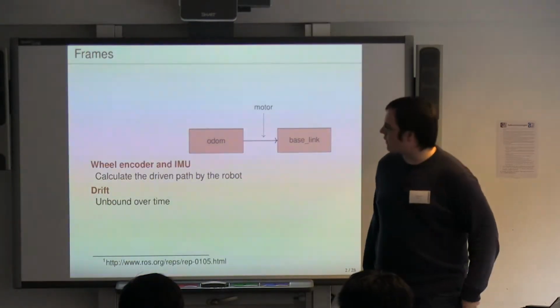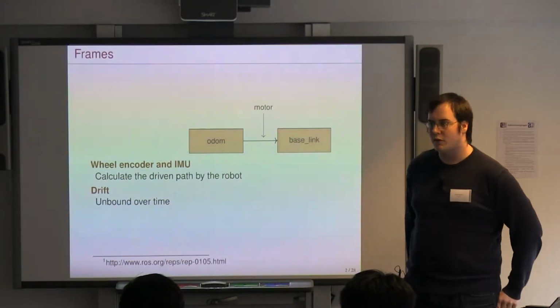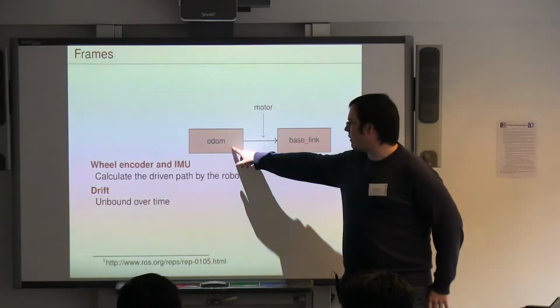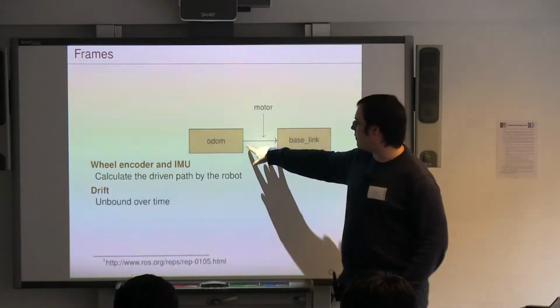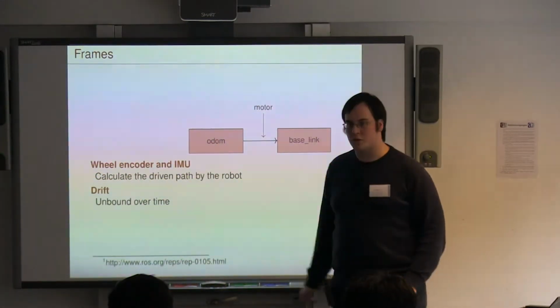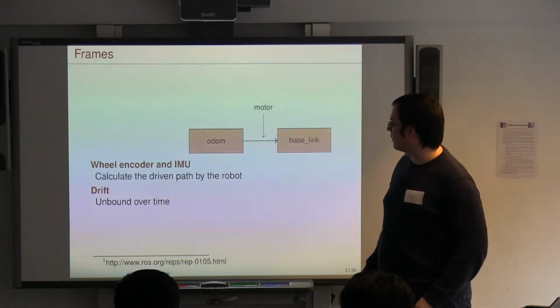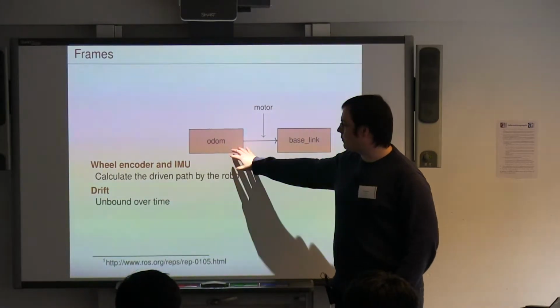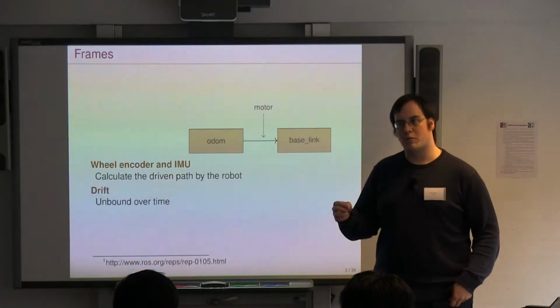So first I start to talk about the frames that are important for this. The first important thing is the odometry frame, which is called Odom, and the baselink frame. This connection is published by the motor. That's quite common in robotics. The Odom frame then usually starts where the robot was booted.